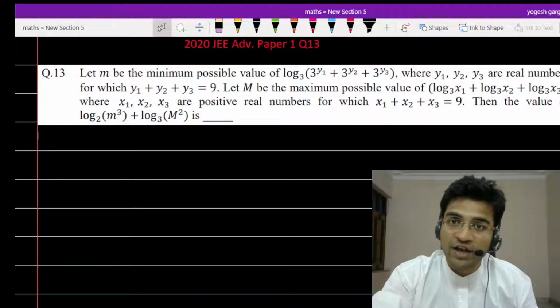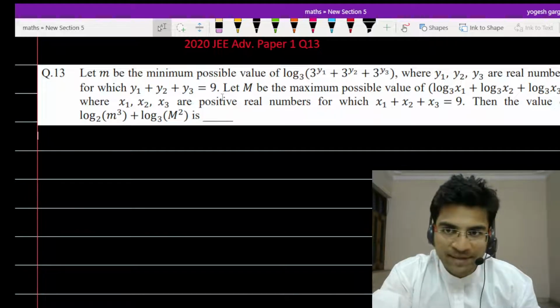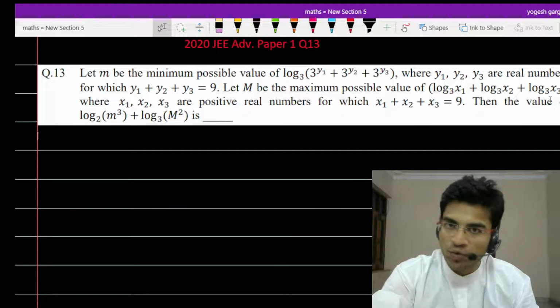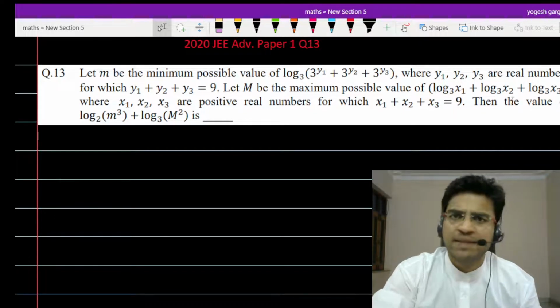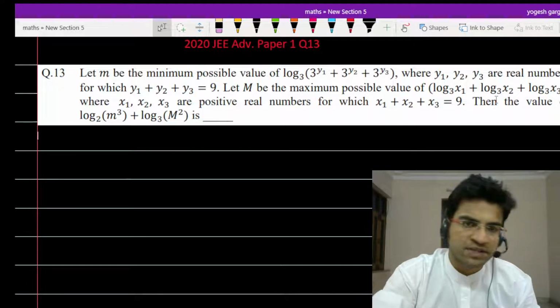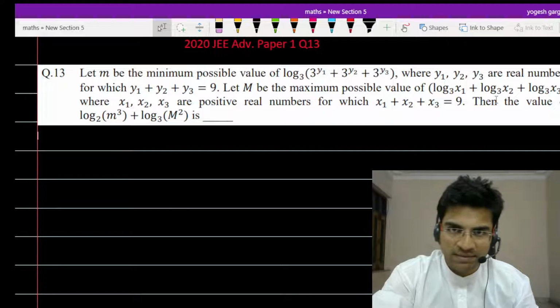In this video, we are going to discuss JEE Advanced 2020 Paper 1 question number 13. So what we have in this question: let small m be the minimum possible value of log base 3 of this expression, where y1, y2, y3 are real numbers. Their sum is given as 9. Capital M is the maximum possible value of a similar expression, again with x1, x2, x3 positive real numbers, their sum equal to 9.